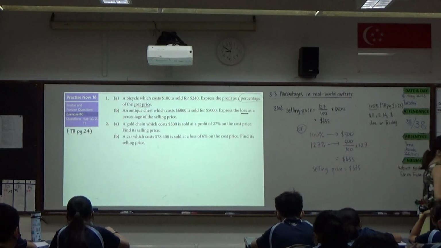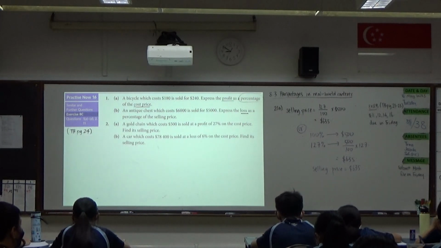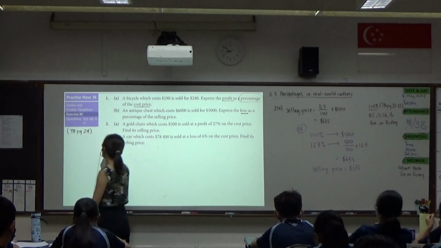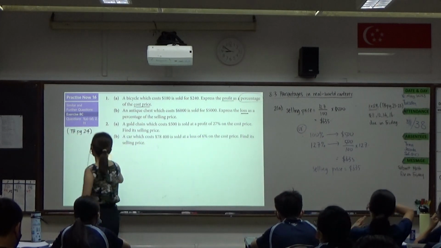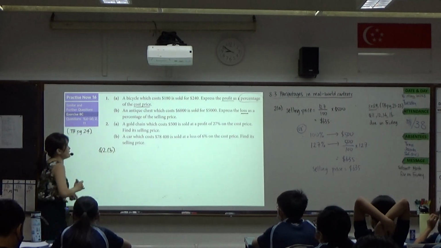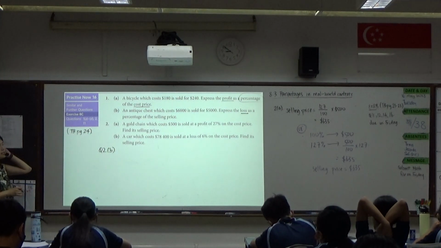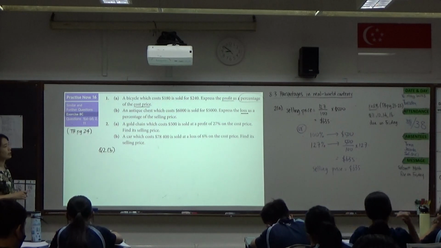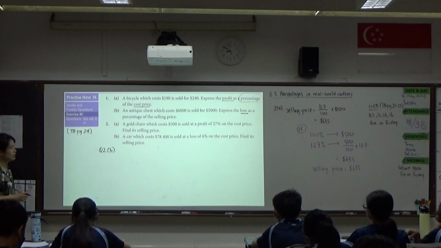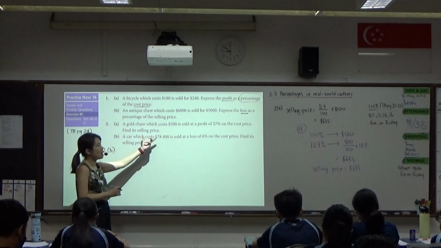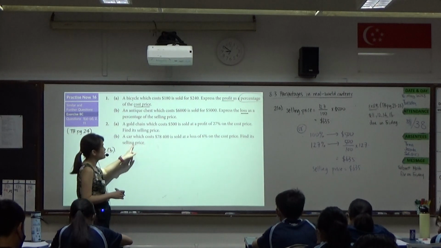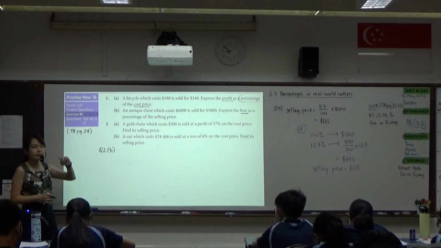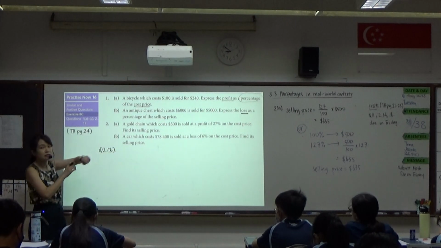Next. Any question at this juncture? Okay. Next, for question 2b. $78,400 is being sold at a loss of 6% on its cost price. Find its selling price. So the cost price itself forms our 100%. The loss is 6%. So now our selling price will be how many percent? How many percent is our selling price?